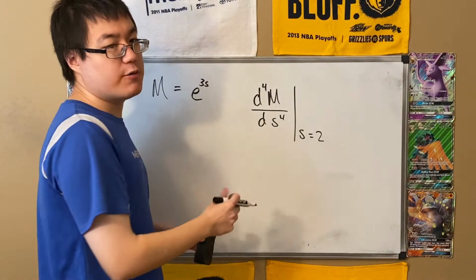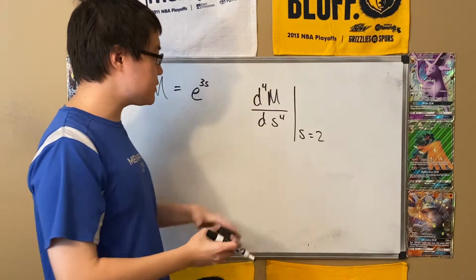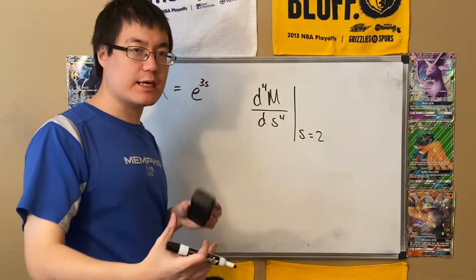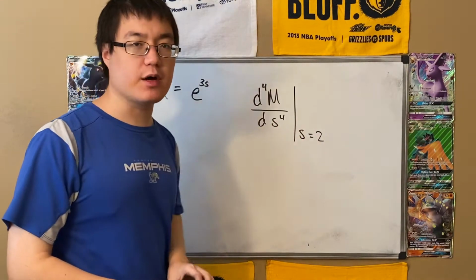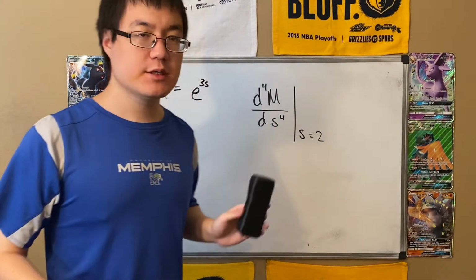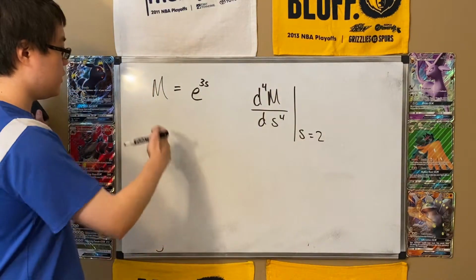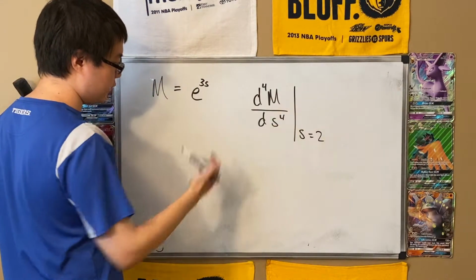What does this vertical bar notation mean? Well, what it says is find the fourth derivative as I just described, and at the very end plug in 2, and you'll end up with a number. So let's do this question. Again, we're going to start off with this and go for this guy right here.